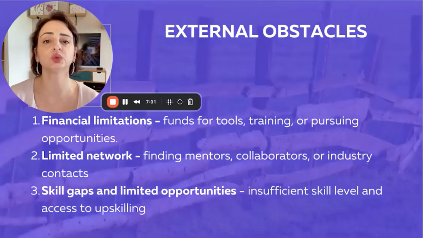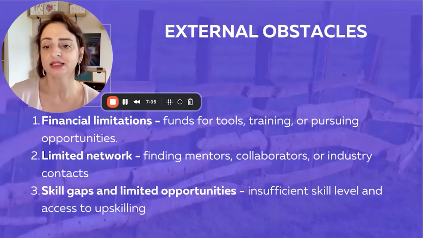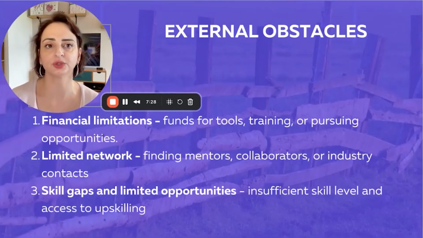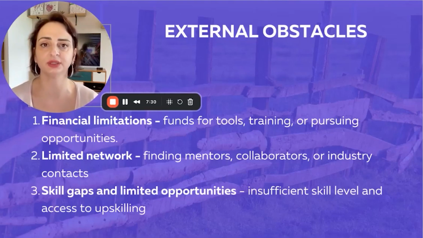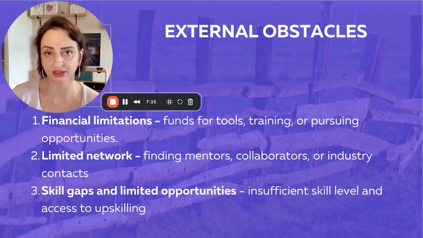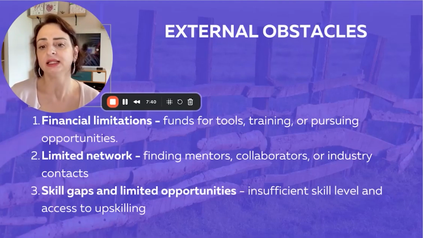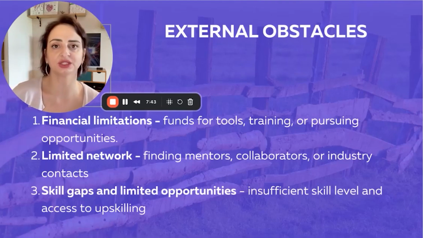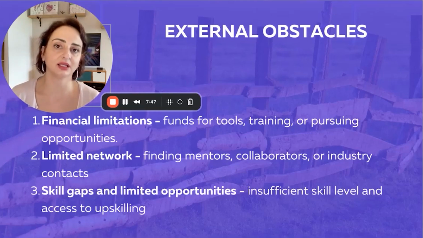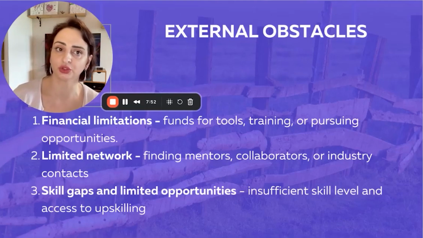Now we are moving towards external obstacles. They are things which are outside of our control, such as financial limitations. Okay, so finances, of course, we can control. What I mean is that when you're at the beginning of your career, usually you have not spent decades saving money or investing just because you're young. So this might be an external obstacle. Limited network. When you're young and you're just starting, you have not had these decades of experience to create the network that you need. And of course, you might have skills gaps or limited opportunities.